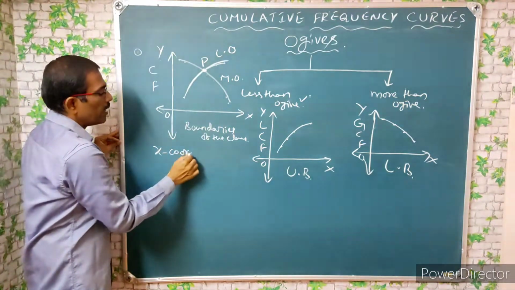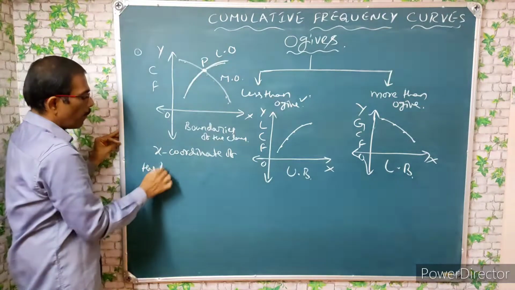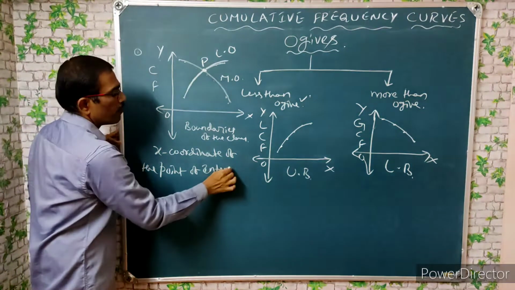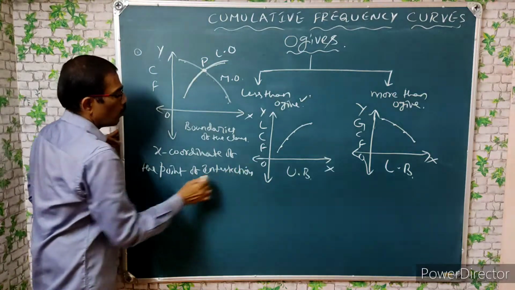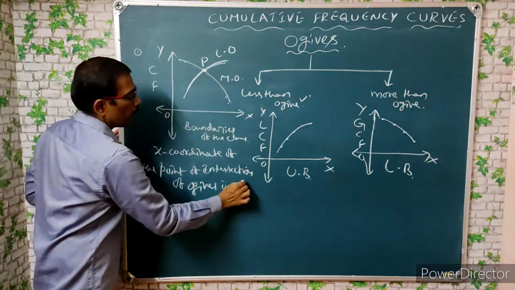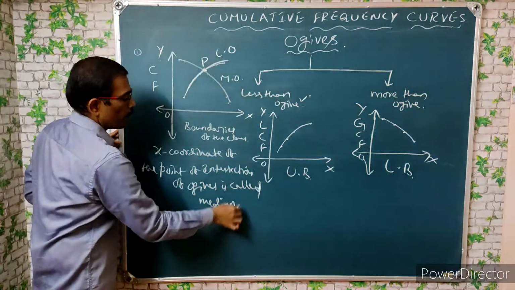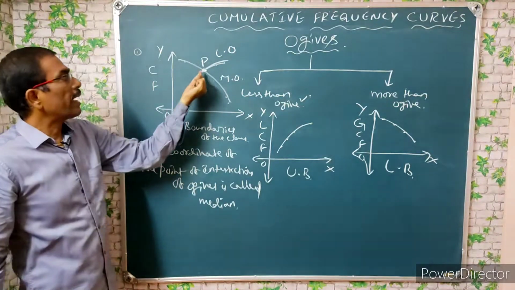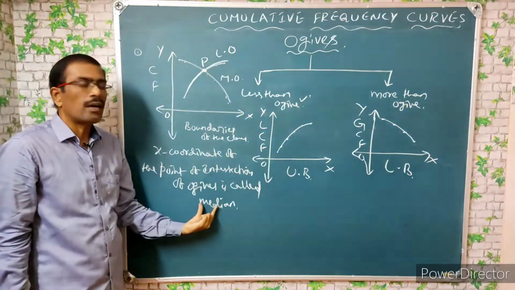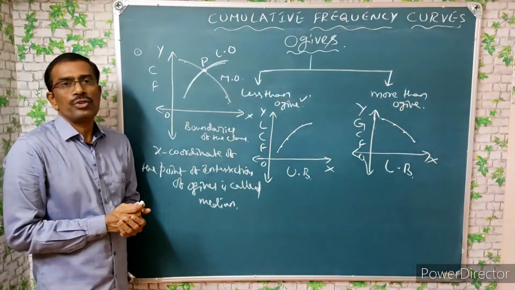The x coordinate of the point of intersection of the ogives is called the median. So that is one way of finding the median from ogives.